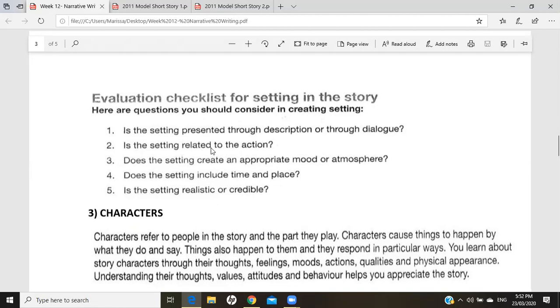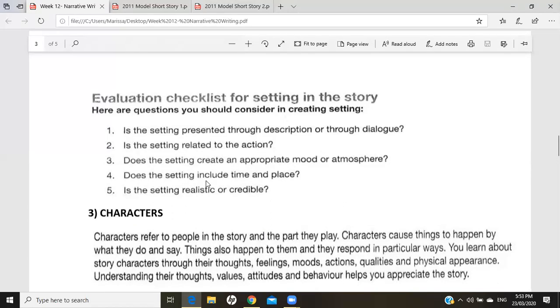The next thing is: is the setting related to the action? As I said before, whatever setting you incorporate in the story must be directly related to the overall action, to the overall theme or the message that you're really trying to relay in the story. The next thing is: does the setting create an appropriate mood or atmosphere? It's a cliche, but typically people say you're trying to set a particular mood or atmosphere. That's what I mean by the location, the time, the place needing to have some sort of impact on the mood that you're trying to create for the reader, or even the atmosphere of the story.